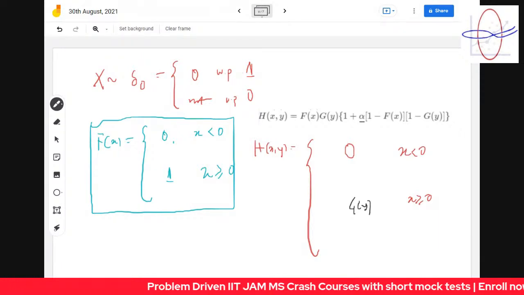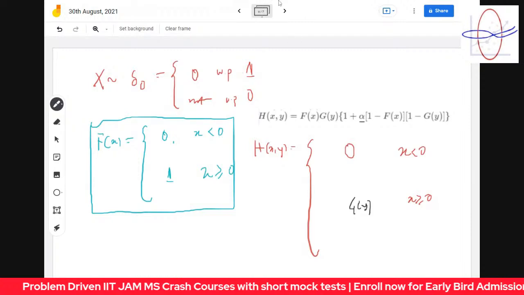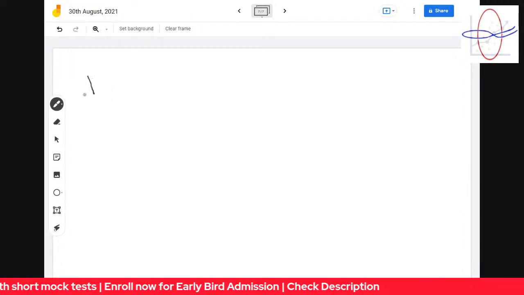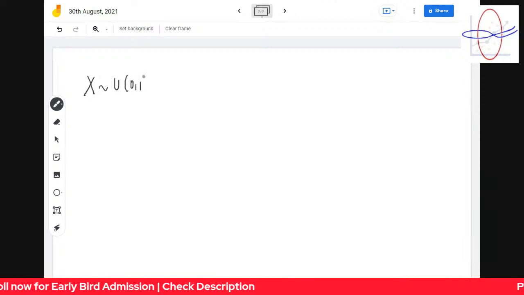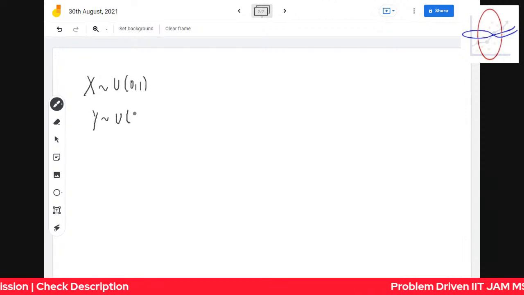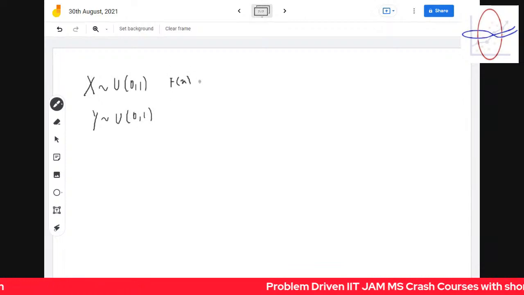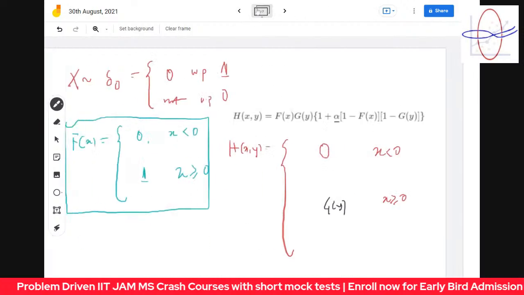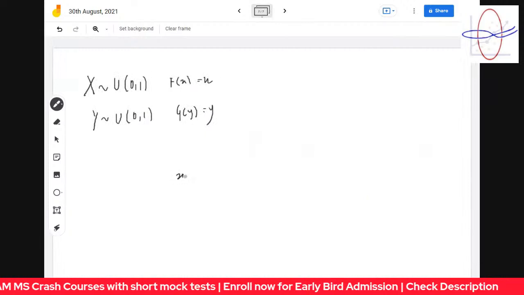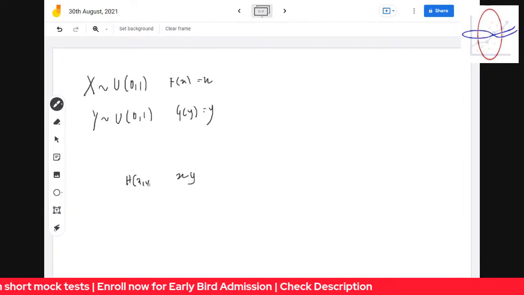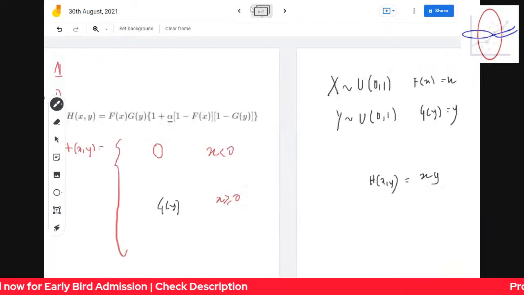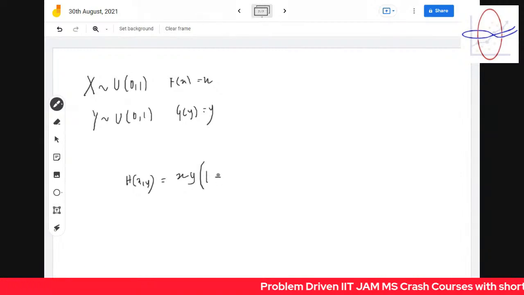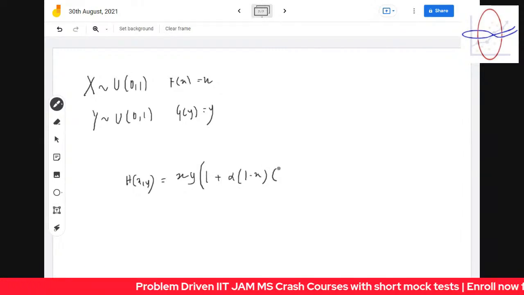1 minus f of x, and okay, so let's take a uniform random variable. I don't know whether it will really work or not, but let's take it. X follows a uniform random variable and Y also follows a uniform random variable. So small f of x is equal to x and g of y is equal to y. What we get over here is that h of x comma y is actually xy times 1 plus alpha times 1 minus x times 1 minus y.